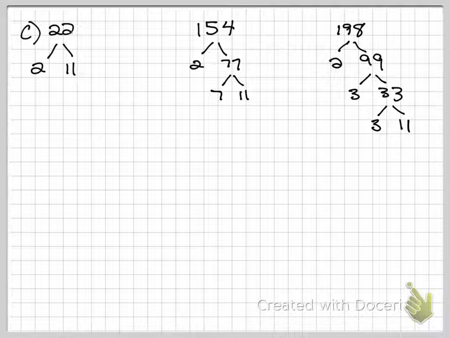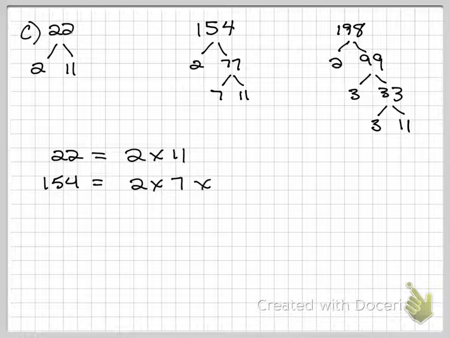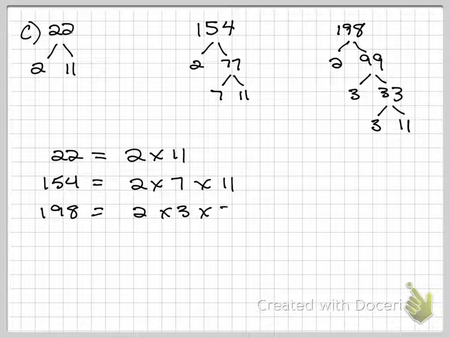So now that I've found the prime factors of each of these, I'm going to write them out and then use this to find the lowest common multiple. So the factors of 22 are 2 times 11. The factors of 154 are 2 times 7 times 11. And the factors of 198 are 2 times 3 times 3 times 11.